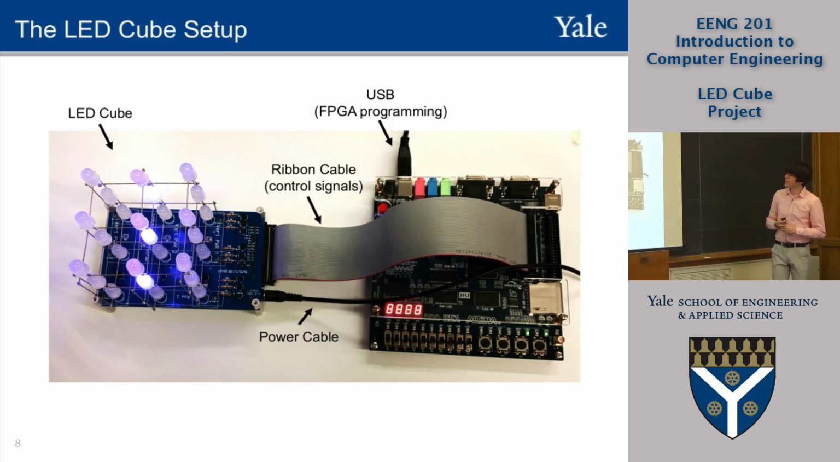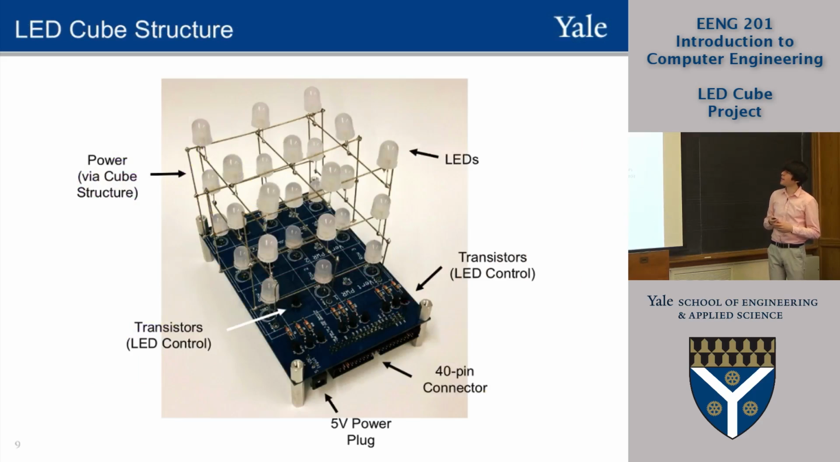So again, this is the same picture I showed at the beginning. You have the LED cube, a power cable, the ribbon cable for the signals, and then the USB for programming the FPGA board. And this is a zoom-in of the LED cube structure, where you can see the 40-pin connector on the bottom for the ribbon cable and power supply.